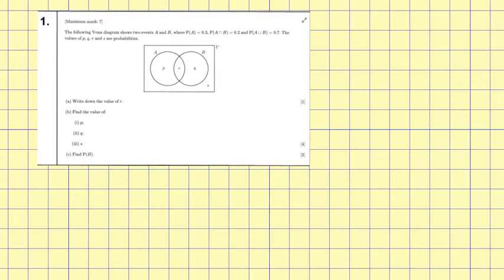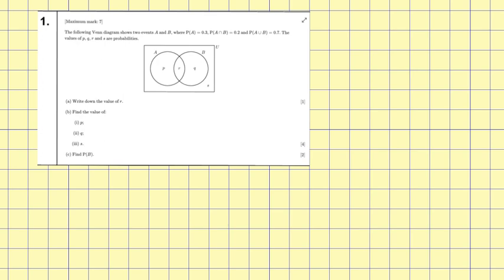The following Venn diagram shows two events A and B, where the probability of A is 0.3, the probability of A intersection B is equal to 0.2, and the probability of A union B is equal to 0.7. The values of P, Q, R and S are probabilities. Part A, write the value of R.